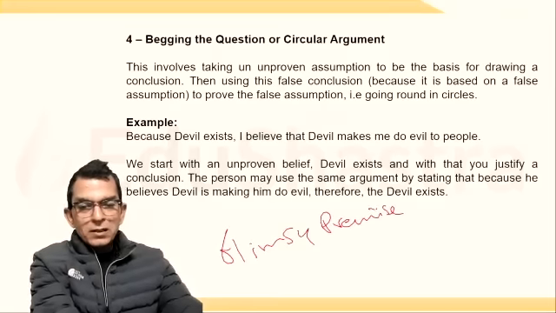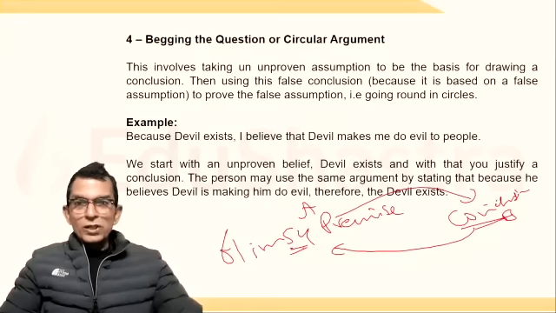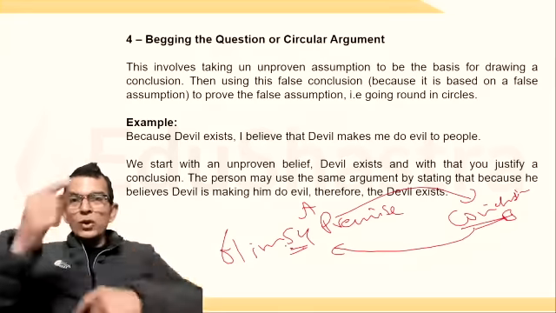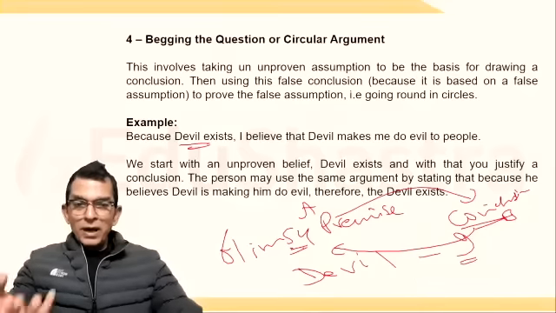Now A and B, look at this. A becomes the premise, which is a very weak premise. On that I draw a conclusion. Therefore, the conclusion is weak. Now I try to make this the premise for proving that A is the conclusion. So you are going round in circles, not proving anything. Look at the example. Because the devil exists, I believe that the devil makes me do evil to people. Because there is a devil, therefore I'm evil.